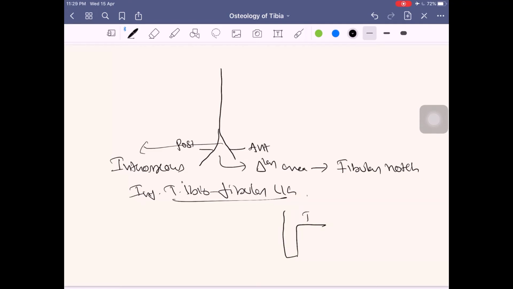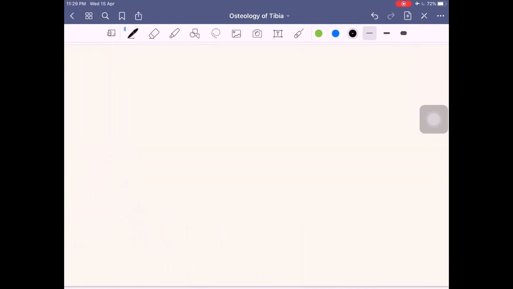This is your tibia and this is the medial malleolus. Similarly, you will have here the fibula and this is the lateral malleolus. Here in between these two, you will have a ligament. This ligament is what we call the inferior tibiofibular. Okay, I'll do this again when we do the ankle joint, but if you can remember this, it is fine. So these are all the borders.